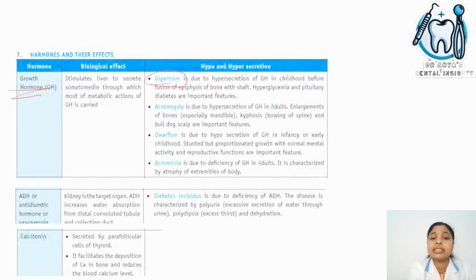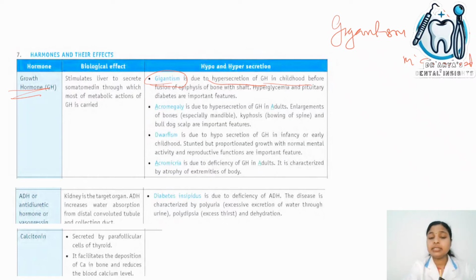First one is gigantism. What is the reason for gigantism? It is due to the hypersecretion of growth hormone in childhood, before fusion of the epiphyses of bone with the shaft. Hyperglycemia and pituitary diabetes are important features. So gigantism is due to the hypersecretion of GH in childhood.